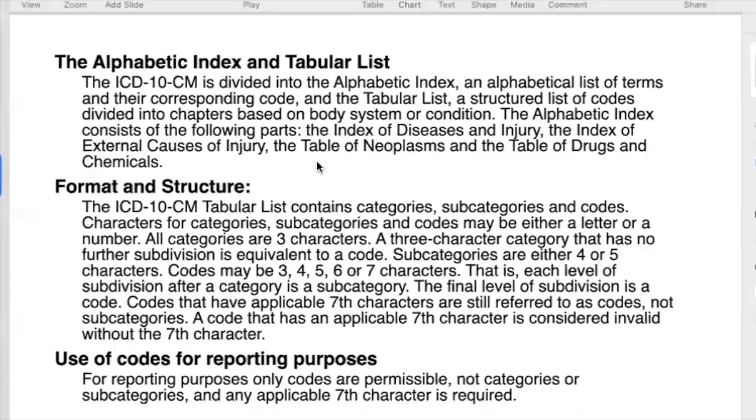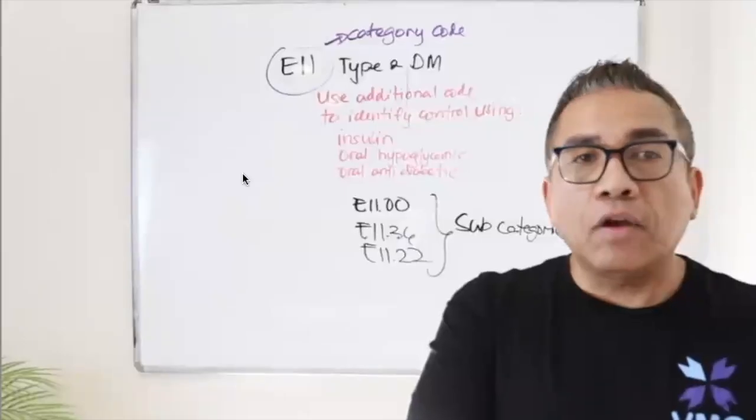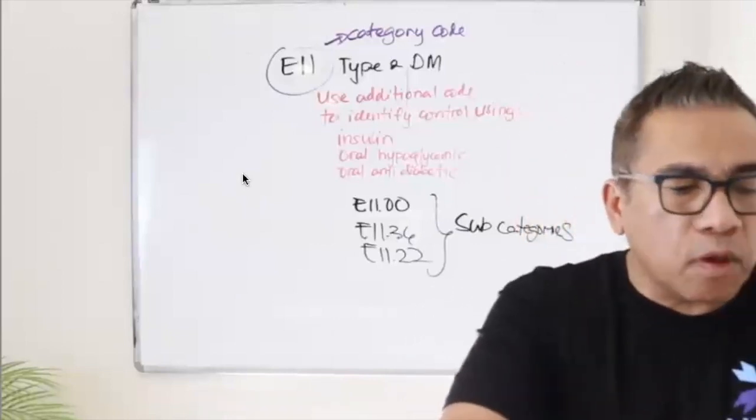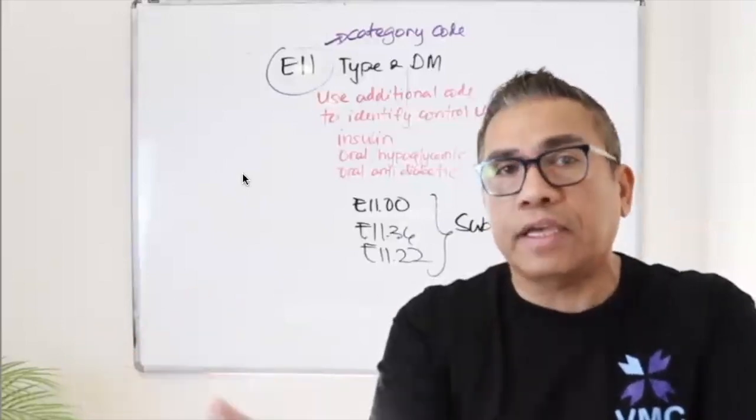That's the reason why, guys, it is important that you understand the difference between category and subcategory. The reason why this format and structure is explained to you in detail is because they don't want you to miss these conventions, these rules, these regulations, because again, the subcategory codes right here carry the instructions from these 3 characters right here. And again, one of these statements here said, codes that have an applicable 7th character are still referred to as codes, not subcategories. A code that has an applicable 7th character is considered invalid without the 7th character, which means that if a code demands a 7th character, and there are quite a few of these codes that need a 7th character, not all codes are 7 characters long. Please remember that.